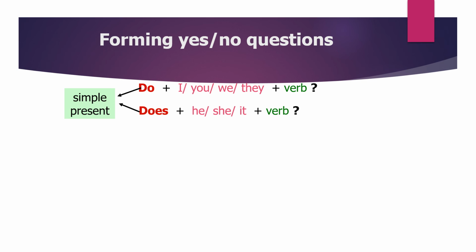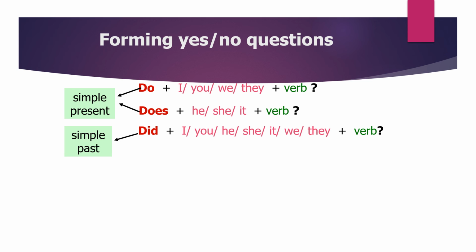And remember that right after the subject, we have the main verb. Okay, and remember that the main verb has to be in basic form. Now, for the past, we use the auxiliary verb did. Right after did, we can use any of the pronouns that we have: I, you, he, she, it, we, they, and then the verb in its basic form. Remember that those verbs need to be in their basic form because we're using an auxiliary verb.